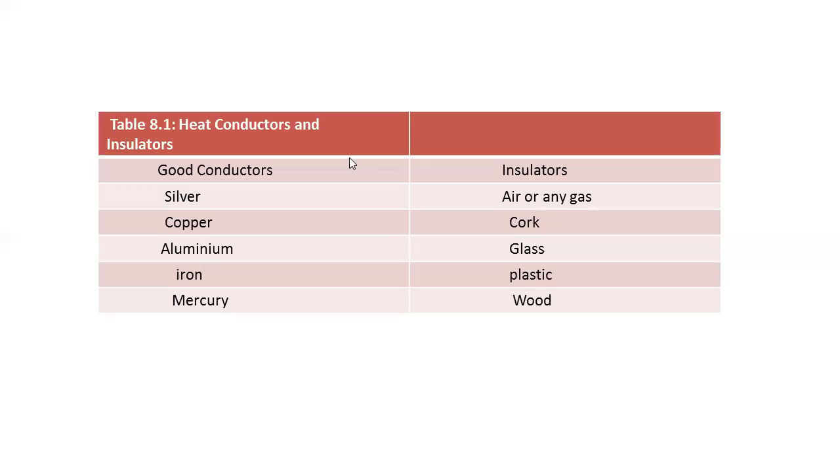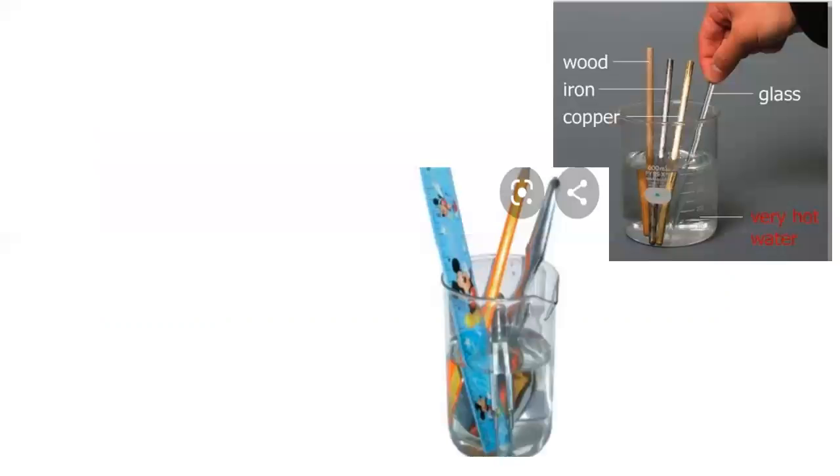Good conductors: silver, copper, aluminium, iron, mercury. Mercury, I told you, is a liquid but is a good conductor. The rest are all solids and metals. All are metals, even mercury is a metal. Insulators are air or any gas, cork, which is made up of wood, glass, plastic, wood. They are bad conductors, and we can also call them insulators.